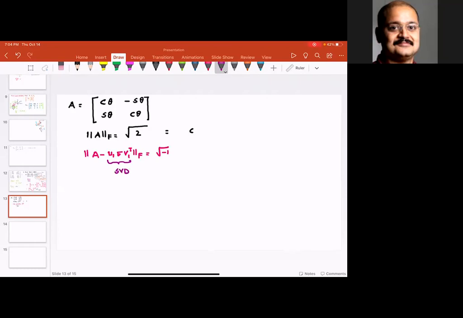And then what you can do is perform the SVD and subtract that matrix from A. And then you can show that A minus sigma one u one v one transpose is the closest approximation.